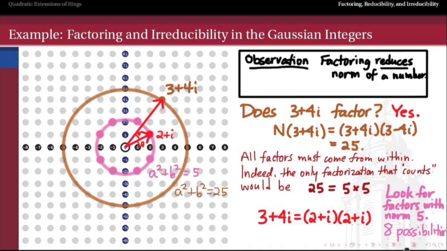So knowing that the norm of 3 plus 4i, 25, factors into 5 times 5 actually helped us to reduce our search for what factors among the Gaussian integers might actually multiply together to give me 3 plus 4i. So the norm function is your best friend in the study of factorability. And we're going to see later on that similar considerations will help us decide whether a polynomial is factorable. In our next series of videos, we're going to look at the question of polynomial factorability in some more depth and talk about Gauss's lemma and Eisenstein's criterion. That's where we're going with this next.